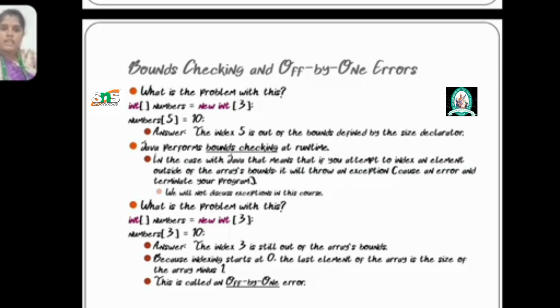In the next case, int[] numbers = new int[3]. Here it is going to store only 3 elements, and then numbers[3] = 10. This is still an out of bound error, because the array index starts from 0: 0, 1, 2. So 3 is not there, so it shows the error message, array index out of bound. This is also called the off-by-1 error.